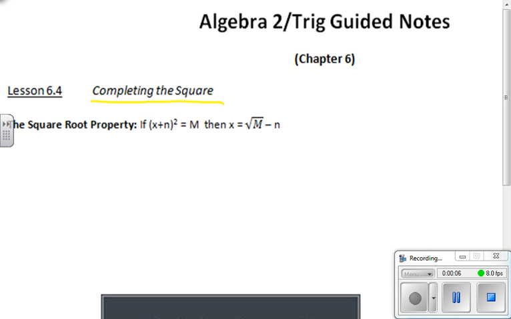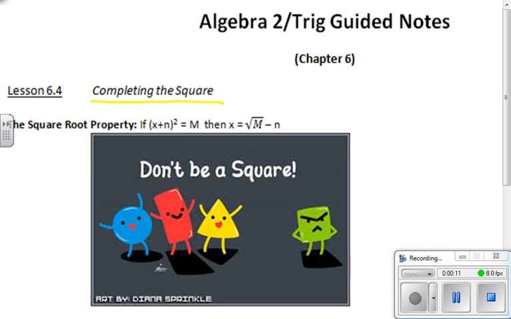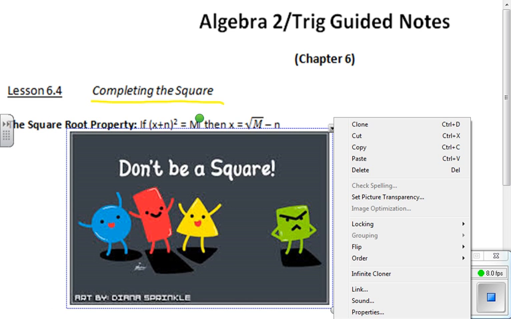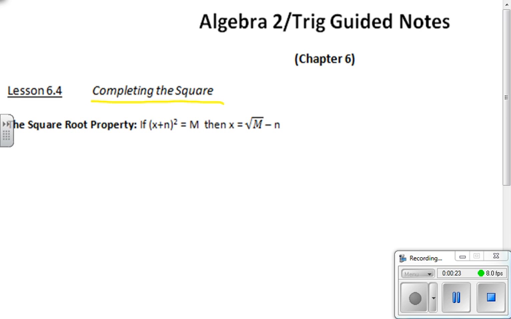Now, if we've learned anything from 1940s jazz musicians, it's that you don't want to be a square. But wait, we're mathematicians. We're not 1940s hipsters. We love squares. So we are going to get rid of that. Delete. Because squares are awesome.